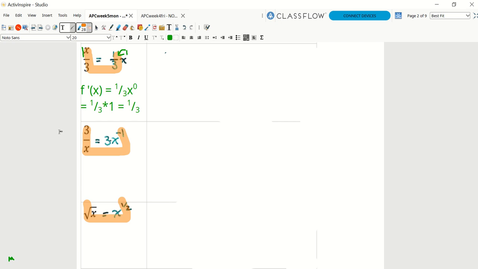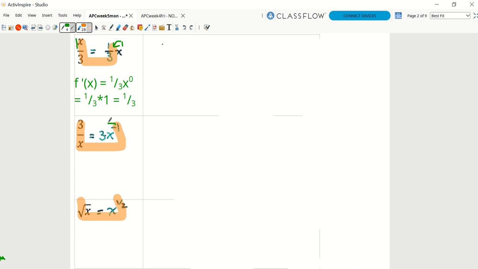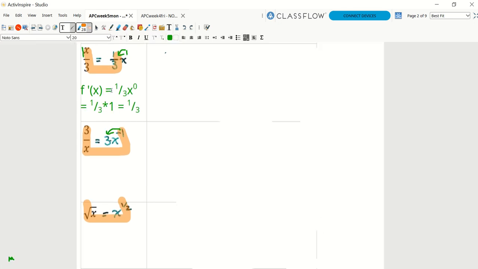All right. So again, the 1 moves over to the left, gets multiplied with the 1/3, and I get 1/3 here. And then 1 minus 1 is 0, and anything to the power of 0 is just a big 1. 1/3 times 1 is 1/3. Here, same basic logic. I'm going to move the negative 1 over, and I'm going to get negative 3. And I'm going to get x to the power of negative 2, because negative 1 minus 1 is negative 2.